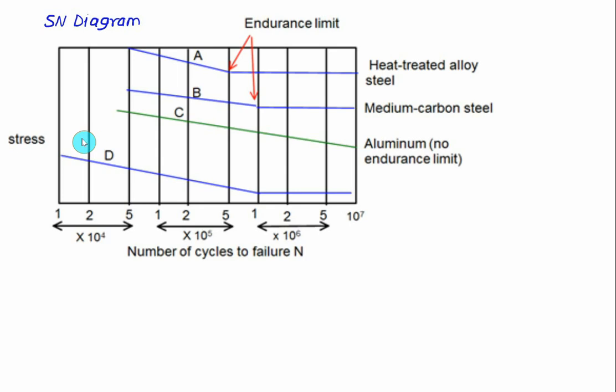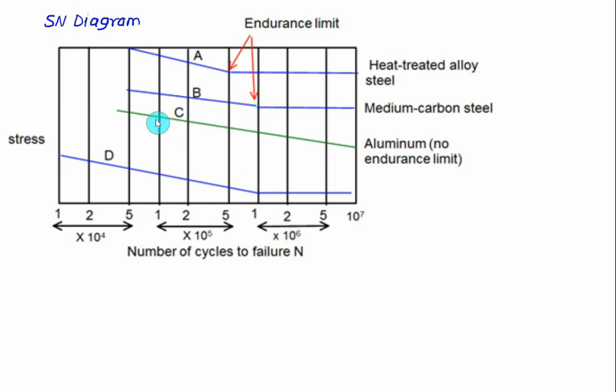This figure represents the SN diagram for heat treated alloy steel, represented by curve A. Medium carbon steel is represented by B. Curve C represents aluminium, and curve D is a generalized curve. For curve A, the knee is formed at this point, and the corresponding endurance limit is 5 into 10 to the power 5 in the case of heat treated alloy. This value of endurance limit will exceed in the case of medium carbon steel, where we find that the knee is formed and the endurance limit is 1 into 10 to the power 6.